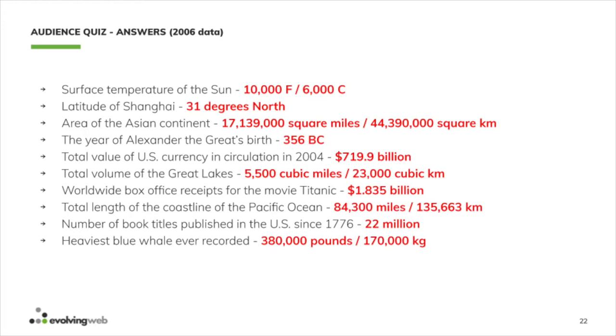Okay, so area of the Asian continent. The answer is 17 million square miles, or 44 million square kilometers. And we said 40 to 50 million square kilometers. Wow. That's next one, Alexander the Great, 400 BC to 0 AD. You got it in there. Great job.